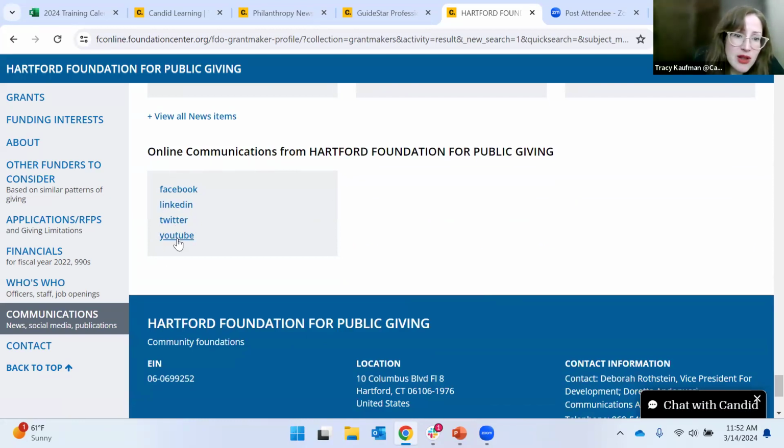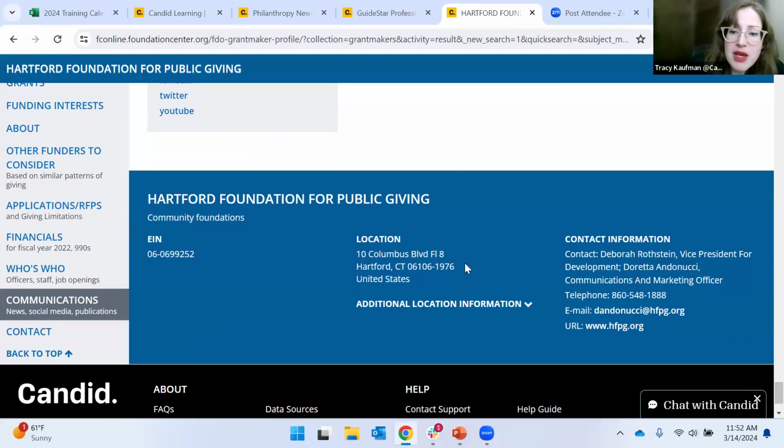Other online communication things here. So you can follow them on social media, which gives you an idea of what they're up to right now. What are they interested in? You can also interact with them a little bit on social media, and that helps grow the relationship a little bit. At the bottom, contact information. When you're ready to make a move, the contact information will always be down here at the bottom for you.